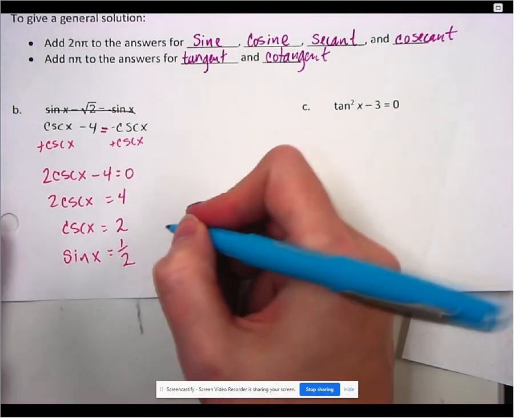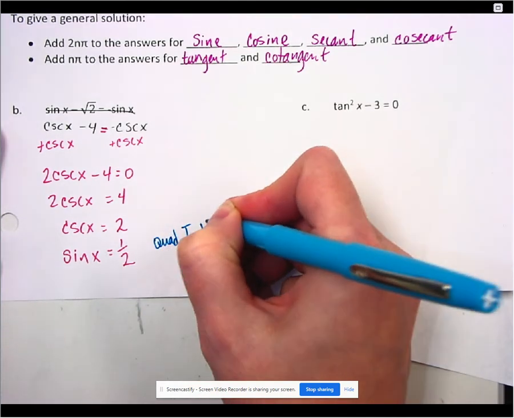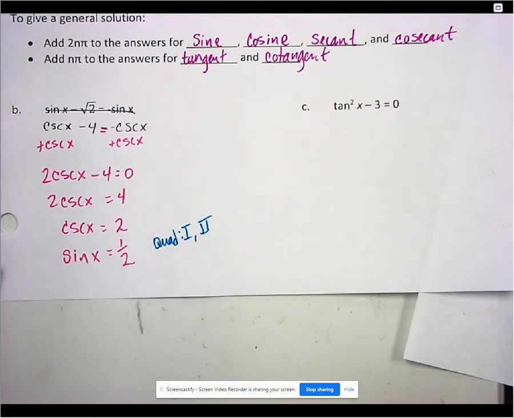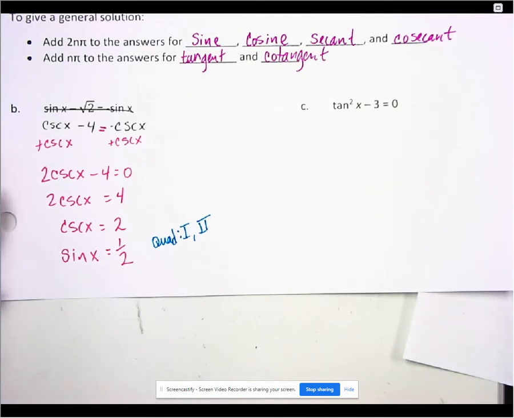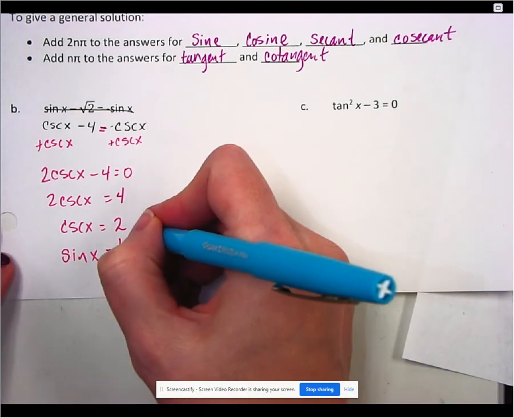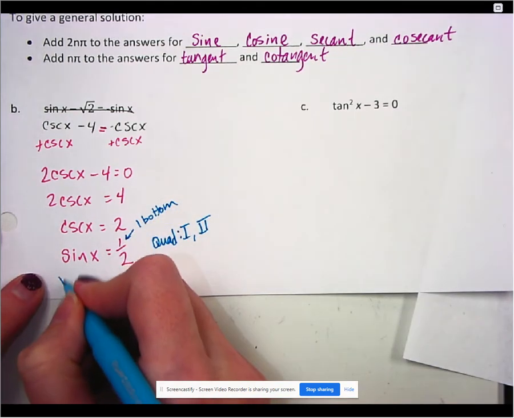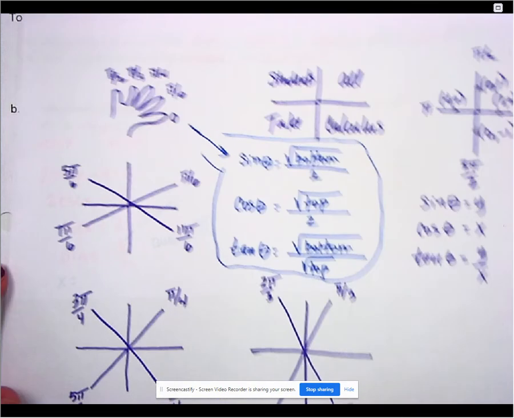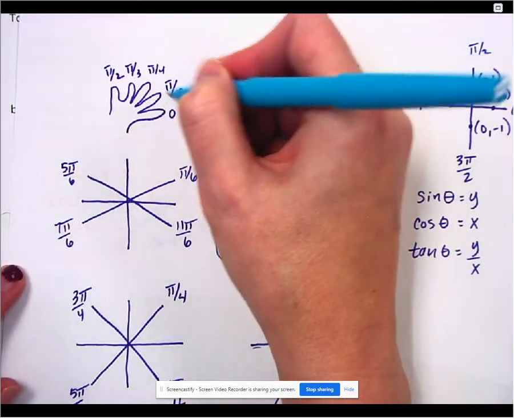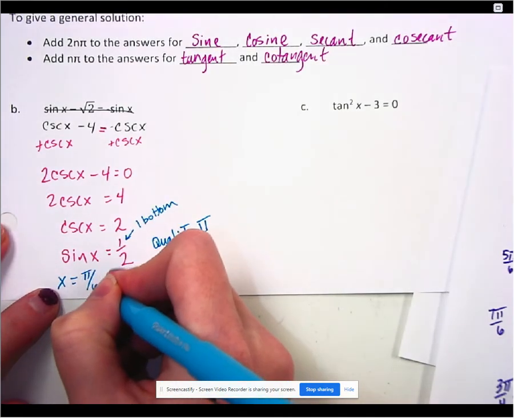So this is a positive, so I know I'm going to be in quadrant 1 and 2 for sine to be positive. So that's where sine's positive. All right. And then according to the hand trick, sine is the square root of the bottom over 2. So that means I want 1 bottom finger. And looking at the hand and how it's labeled, one bottom finger corresponds with pi over 6. So I know pi over 6 is one of my answers.